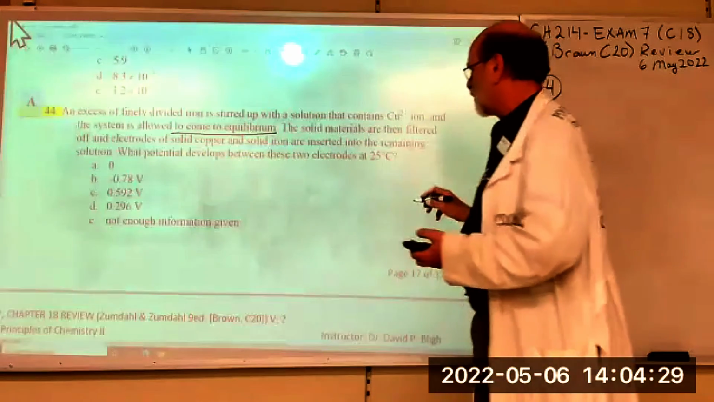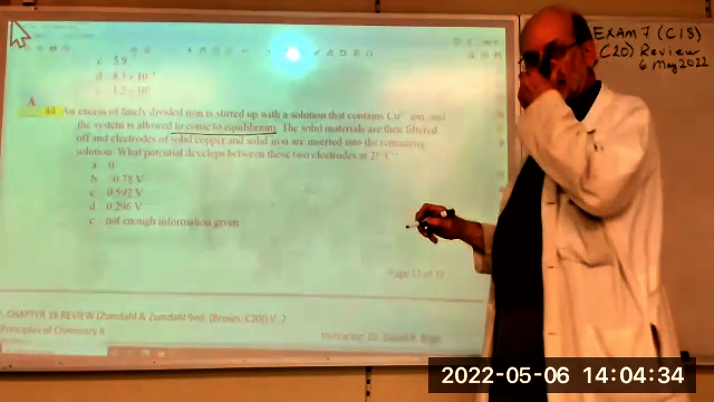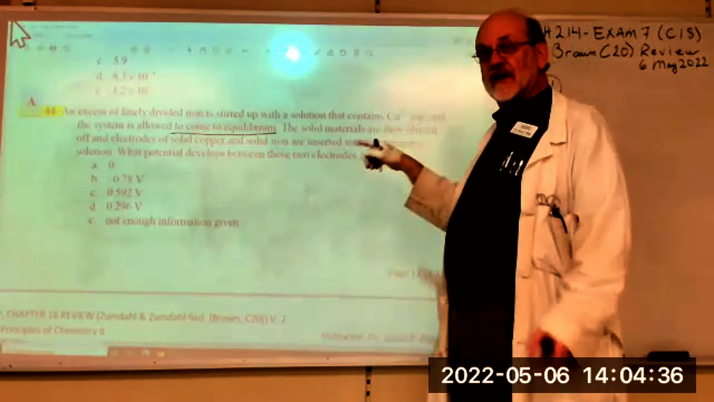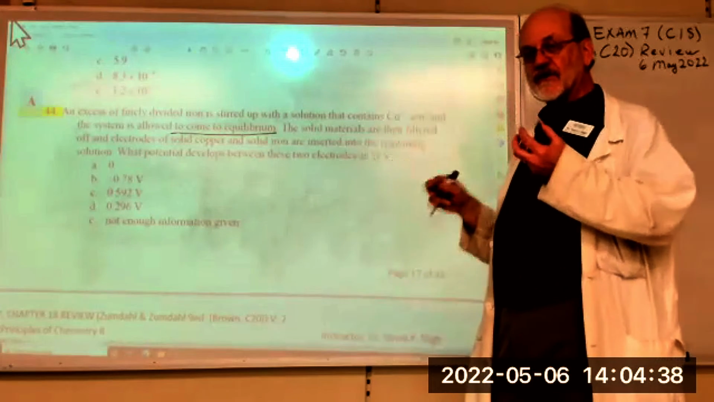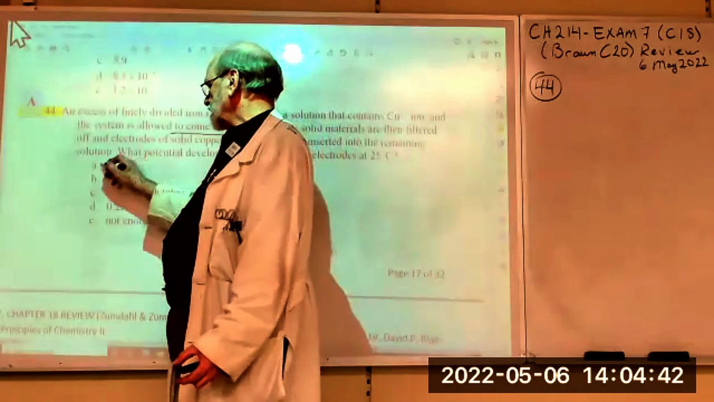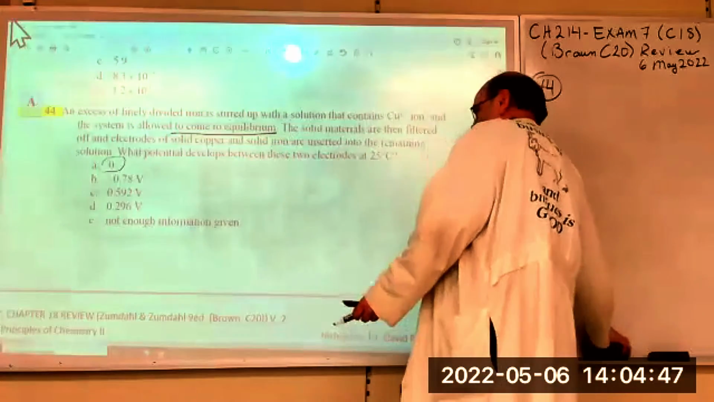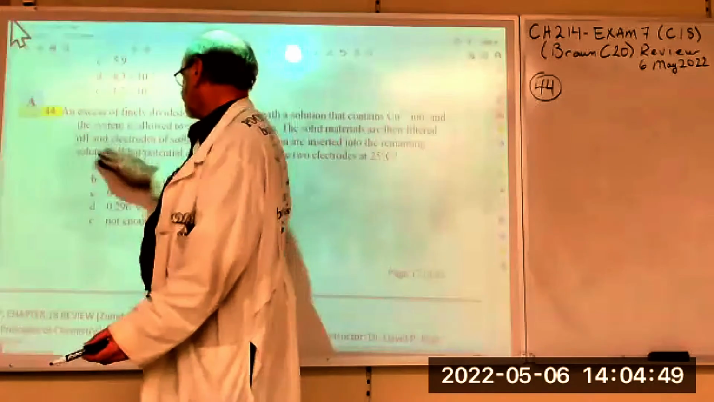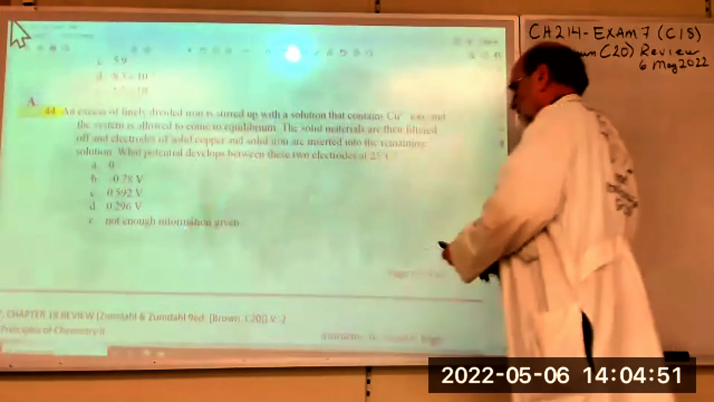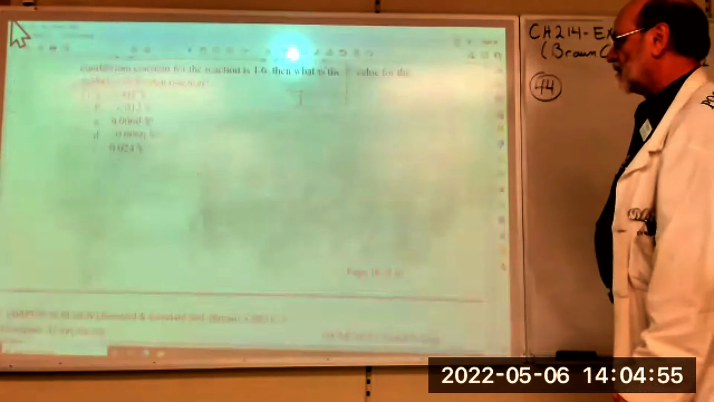What potential develops between the 2 electrodes at 25 degrees? It's a trick question. If it's at equilibrium, the solution concentrations have gone as far as they can in either direction, and the voltage is 0. Okay.